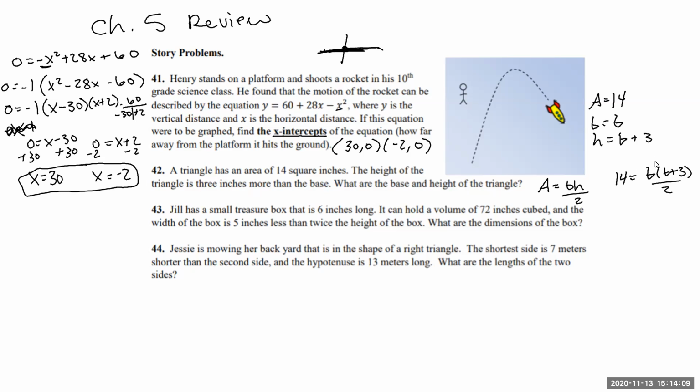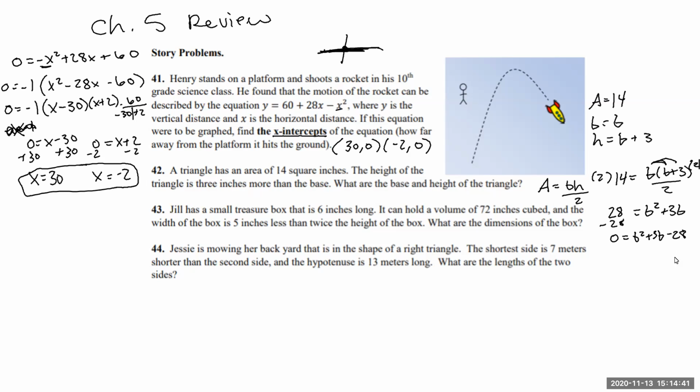Okay, so how I'm going to start this is I'm actually going to distribute in that B. So we're going to get B squared plus 3B. And then I'm going to multiply 2 on both sides. So we have B squared plus 3B equals 28 here. So then we just need to get one side to equal 0. So I'm going to subtract 28 on both sides. So we're actually going to get 0 equals B squared plus 3B minus 28.